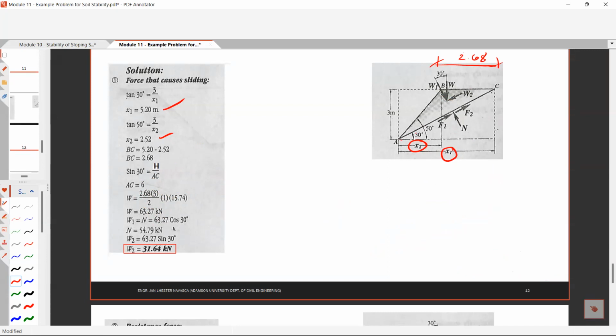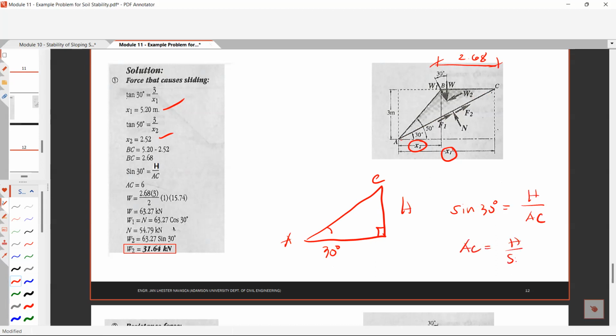Okay, so hanapin na rin natin yung AC. Kasi kailangan natin ito mamaya in FC or the force that will cause cohesion. Sige, solve lang natin dito and I will discuss so bakit natin siya kailangan i-solve. So 30 degrees, this is your length AC, this is your length H. So to solve for AC, basically that is sine 30 degrees is equals to opposite over hypotenuse, which is H over AC. Therefore, your AC is equals to H over sine 30, which is equals to 6. So ang ibig sabihin yung total length nitong AC na to is 6 meters. So, dyan lang yung AC natin.